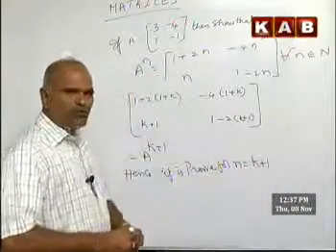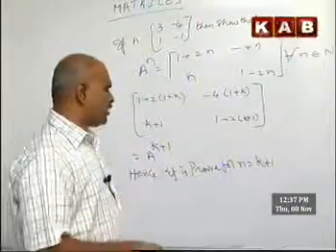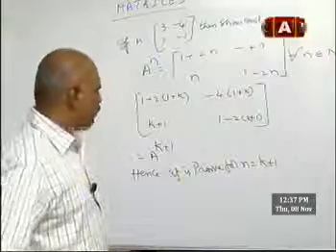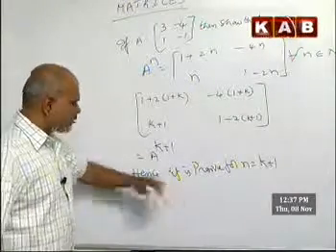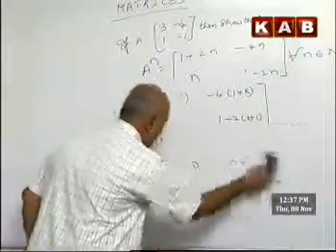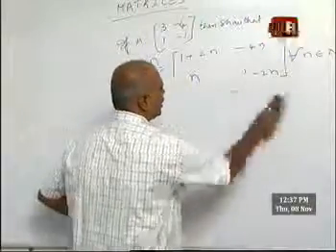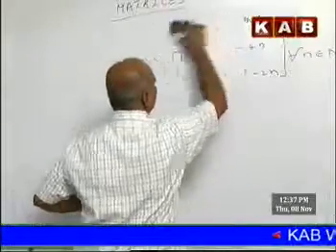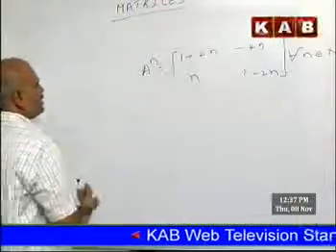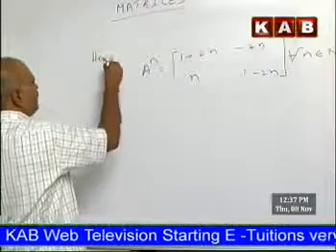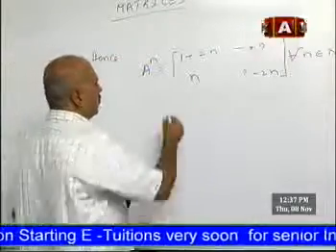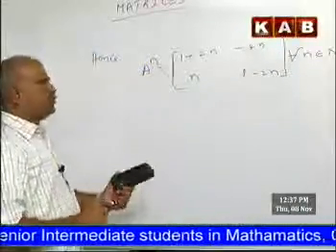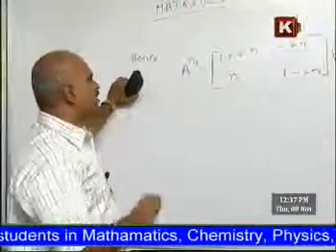See, we proved for n is equal to 1, we proved for n is equal to k, we proved for n is equal to k plus 1. Therefore, finally we may come to the conclusion, hence it is true for n is equal to k plus 1. Then finally we may write, hence a power n is equal to 1 plus 2n, n minus 4n, 1 minus 2n, for all n belongs to N. So it is proved.